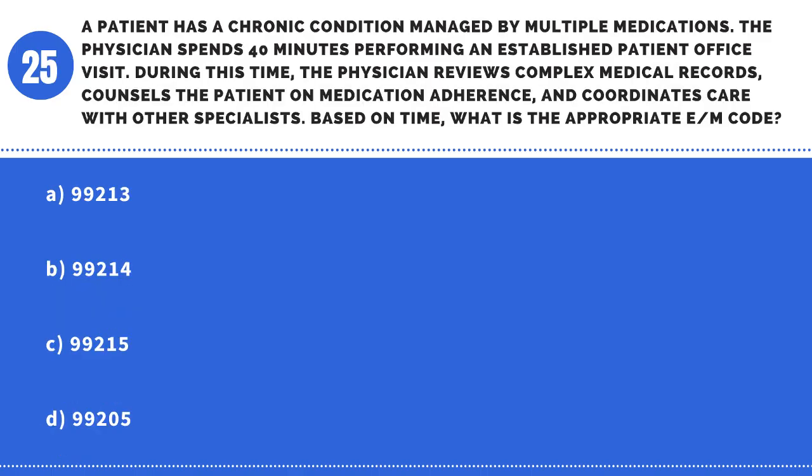Question 25. A patient has a chronic condition managed by multiple medications. The physician spends 40 minutes performing an established patient office visit. During this time, the physician reviews complex medical records, counsels the patient on medication adherence, and coordinates care with other specialists. Based on time, what is the appropriate E/M code? A. 99213. B. 99214. C. 99215. D. 99205. Answer: C.